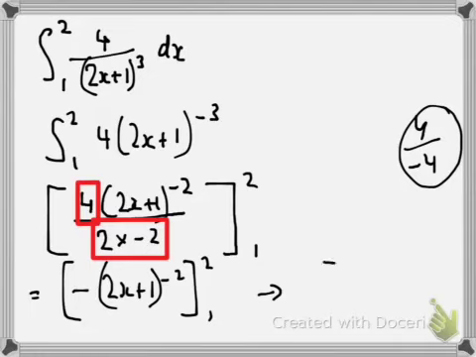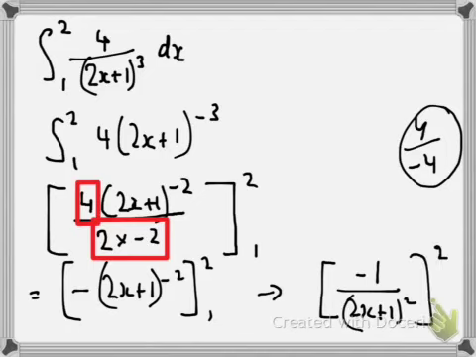Should then make that negative 1, actually better write that out better, negative 1 over 2x plus 1 squared. And our terminals are 2 and 1.